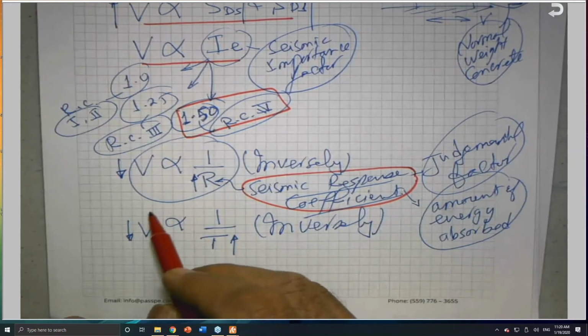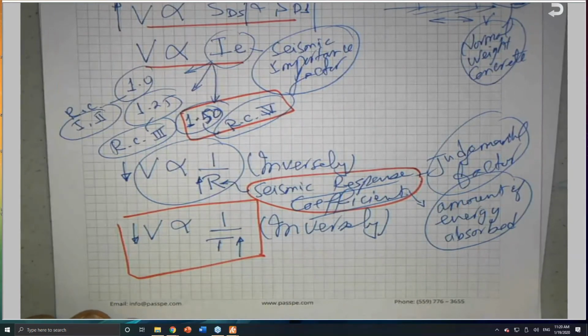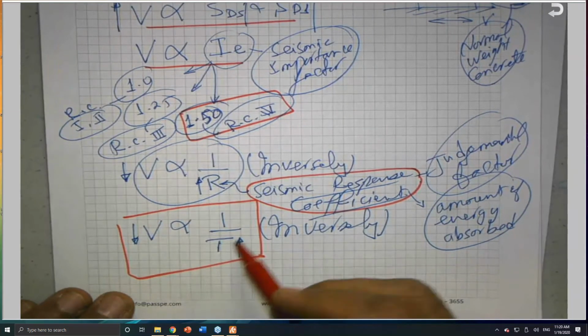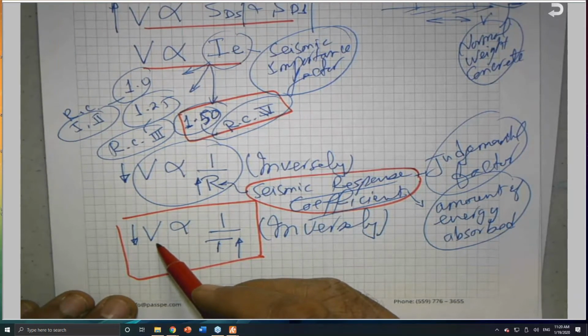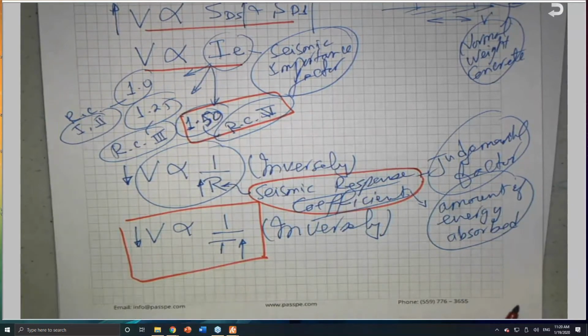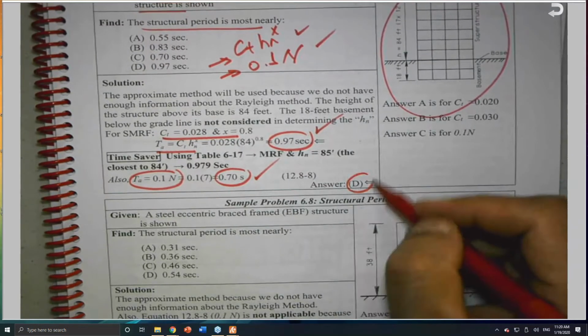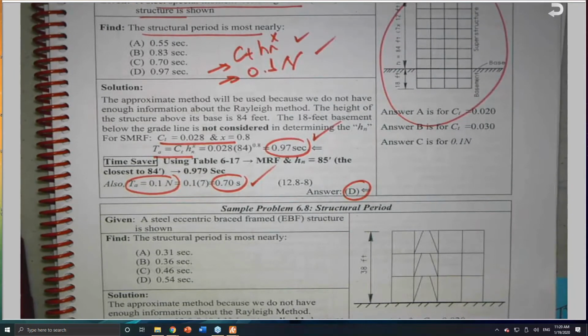Yes, our friend, he said, pick the smaller one. Why? The smaller one will give you what? A larger V. Is this correct? Yeah, inverse proportion. Okay, so what did I select in my solution? I select answer D, which is not the smaller one, the larger one.